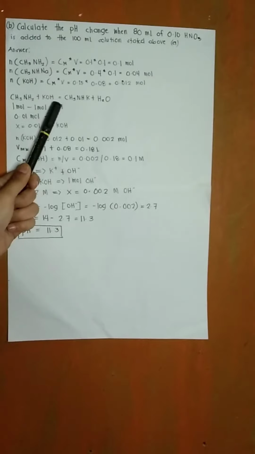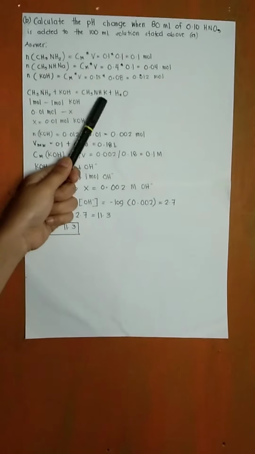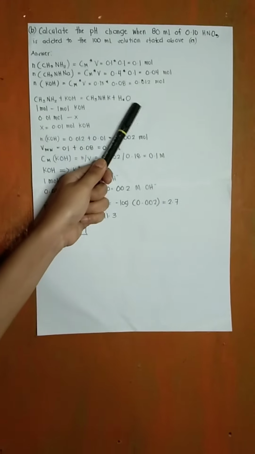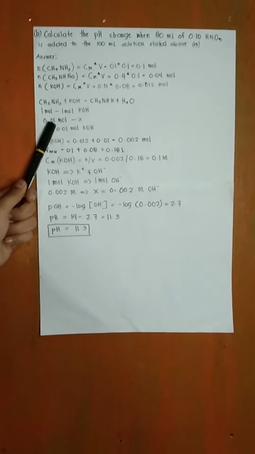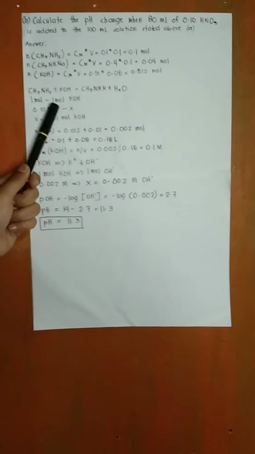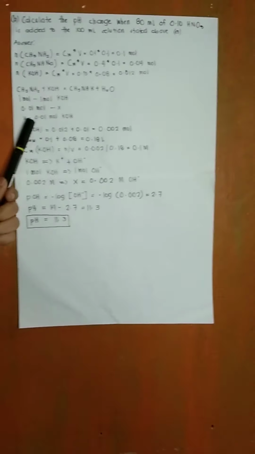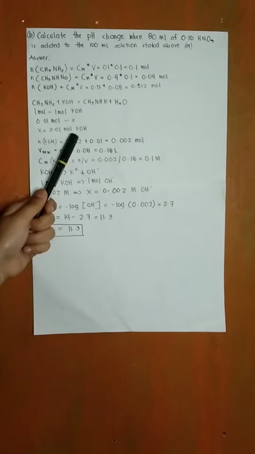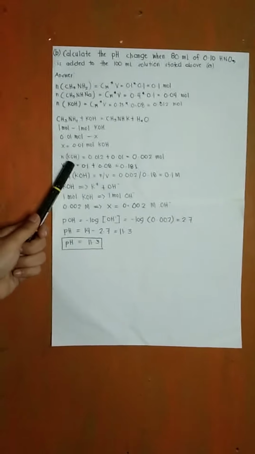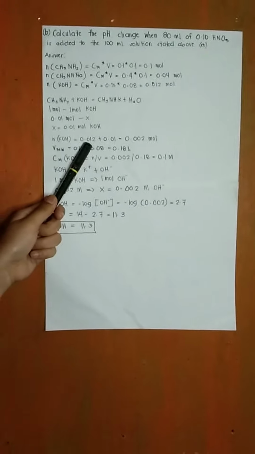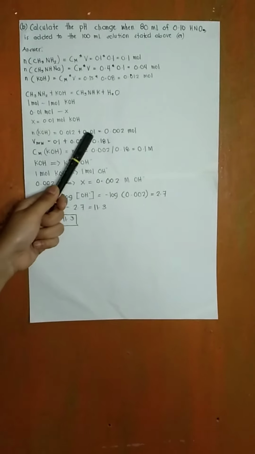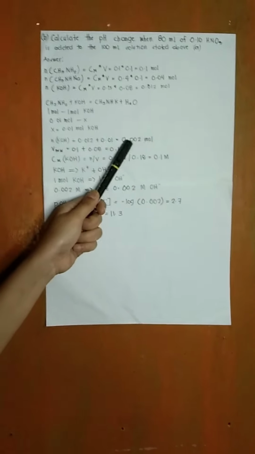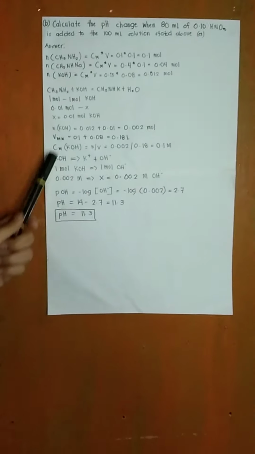CH3NH2 plus KOH equals CH3NHK plus H2O. 1 mole minus 1 mole KOH. 0.01 mole times minus X. X equals 0.01 mole KOH. N of KOH equals 0.0112 plus 0.01 equals 0.002 mole.